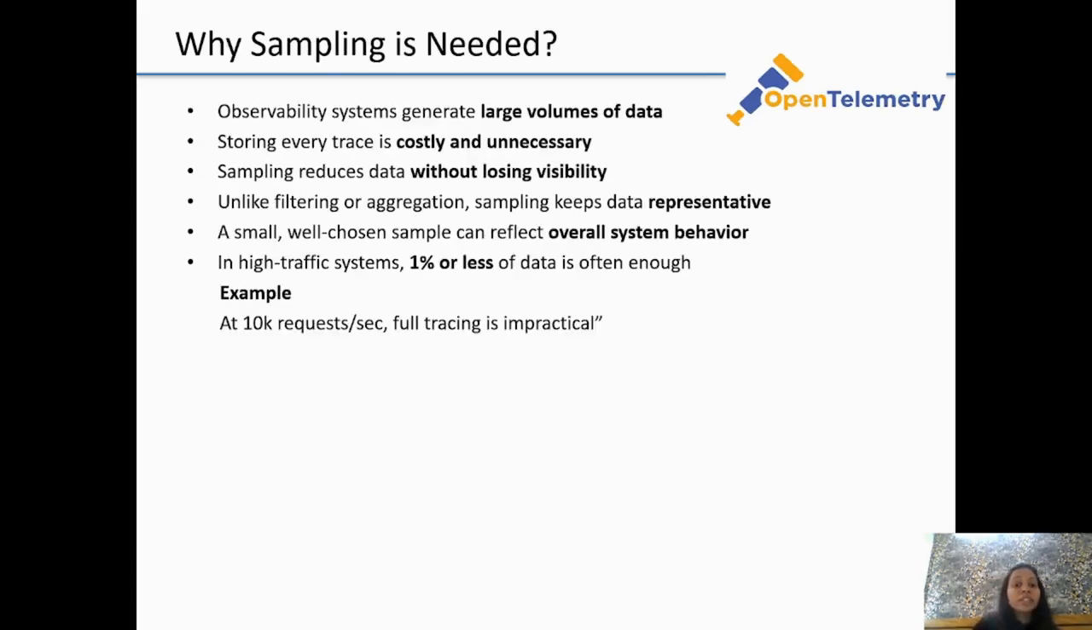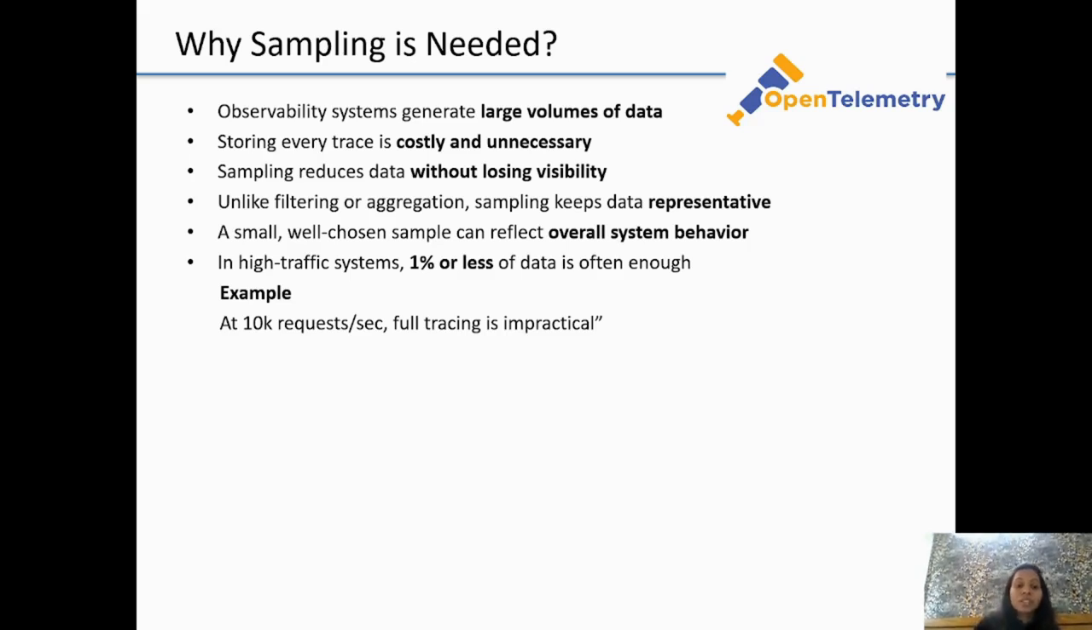But why do we need sampling? Now let's understand why sampling is so important. Observability systems generate a huge volume of data, especially in high-traffic systems. Storing every single trace is costly, unnecessary, and hard to manage. So sampling helps us reduce the data volume without losing visibility. Unlike filtering or aggregation, sampling keeps the data statistically representative. This means a small, well-chosen sample can still reflect the overall behavior of the system.